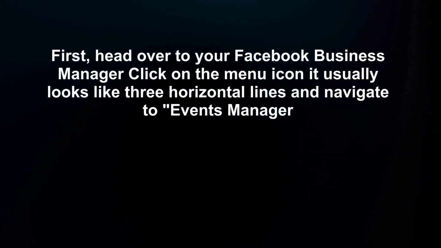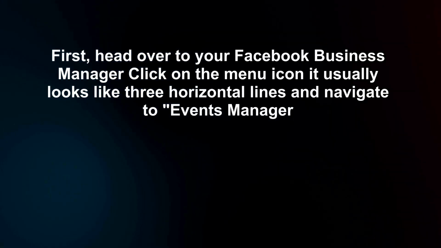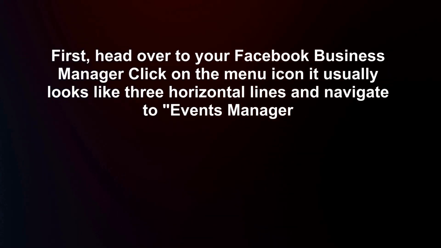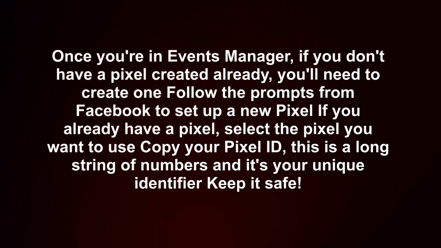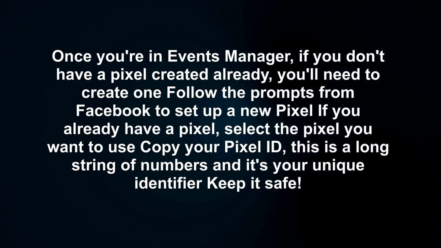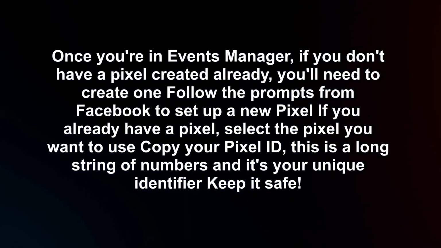First, head over to your Facebook Business Manager, click on the menu icon. It usually looks like 3 horizontal lines, and navigate to Events Manager. Once you're in Events Manager, if you don't have a pixel created already, you'll need to create one. Follow the prompts from Facebook to set up a new pixel.